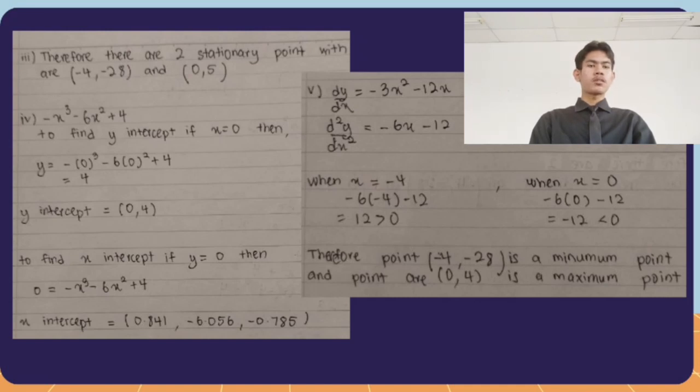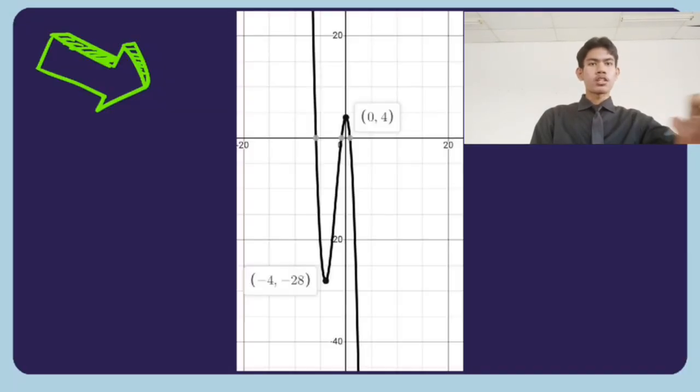Therefore, the point (negative 4, negative 28) is a minimum point, and the point (0, 4) is a maximum point. So this is the graph for the solution of question 2. Lastly, the summary will be explained by Tarbi.